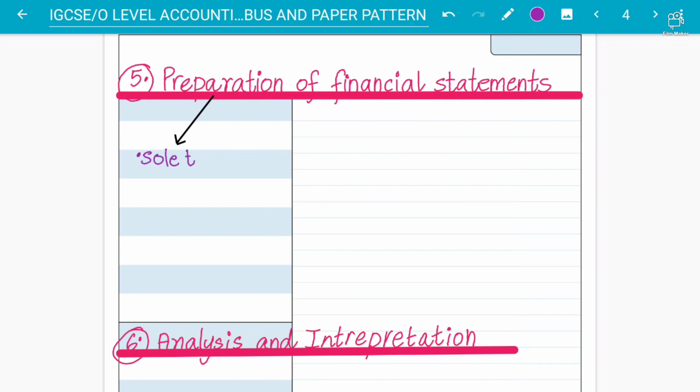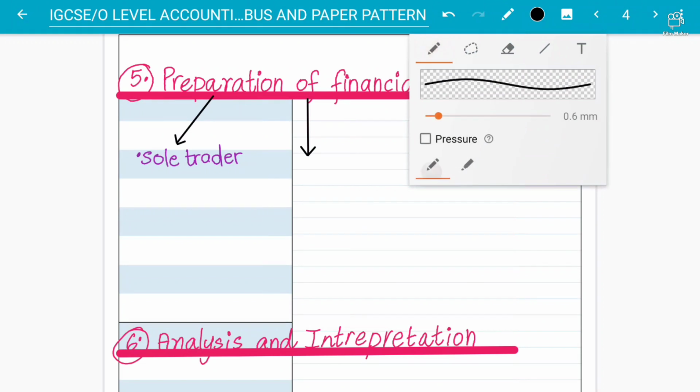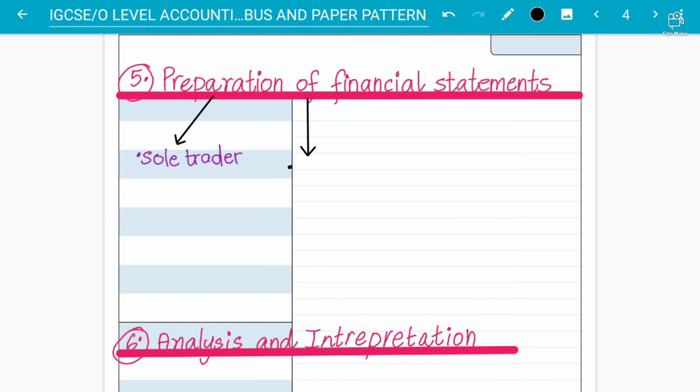You must know how to make, for an individual sole trader, the income statement and the statement of financial position, now called the statement of profit and loss, the income statement. You also have partnerships, so you must know how to make the current accounts, the capital accounts, and the appropriation account. All of this will be learned in the classes. So partnerships are the second important topic, sole trader and partnerships.